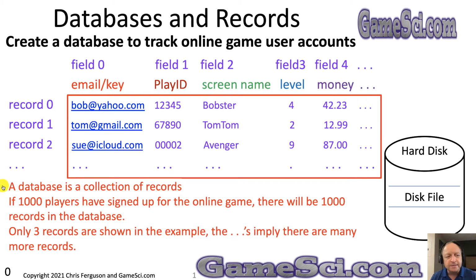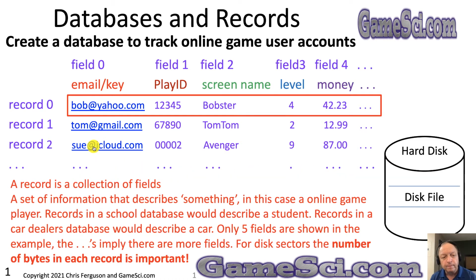A database is a collection of records. If 1,000 players have signed up for an online game, there'll be 1,000 records in the database. I'm only showing you 3 records in this example. The dots simply imply there's more records. The dots on this side mean there might be some more data in each record, and the dots along the bottom say there may be more records than the 3 I'm showing here.